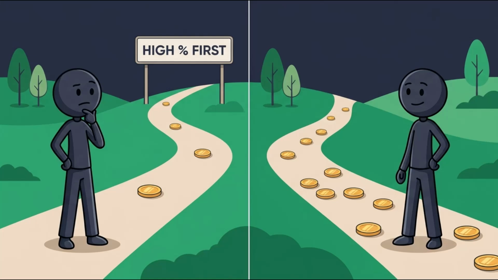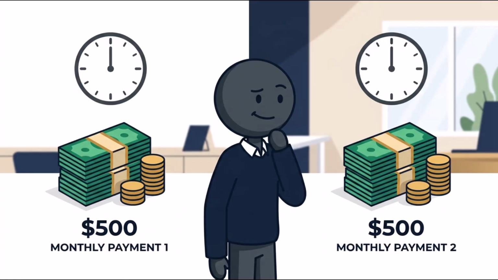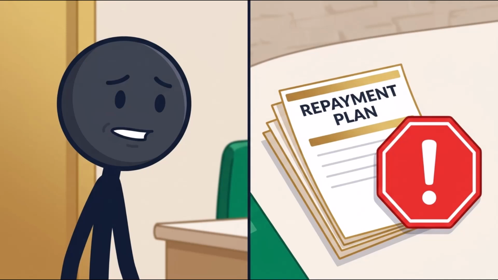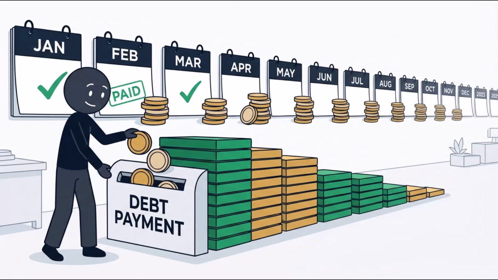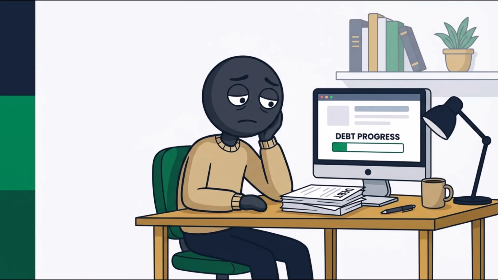Mathematically, this approach can reduce total interest compared with strategies that pay lower interest debt first, assuming the same payment amounts and timing. But there is one challenge. The debt with the highest interest rate may also have a large balance. That means you might work for months before seeing your first account completely disappear, and that can test your patience.